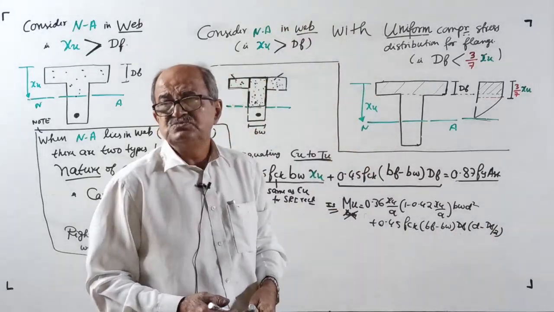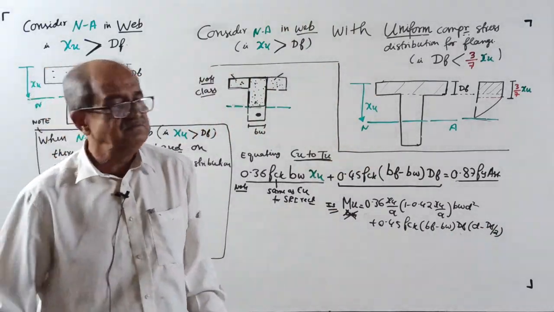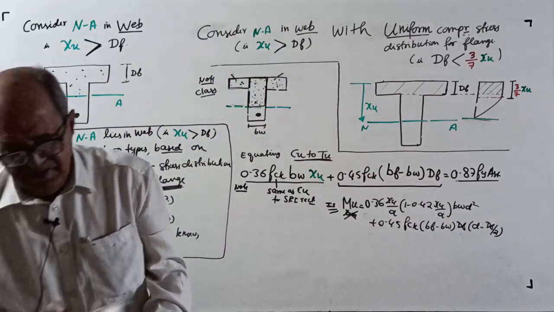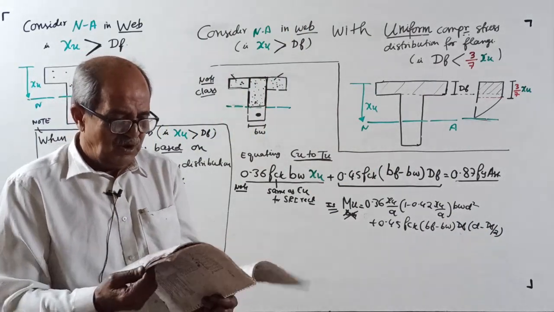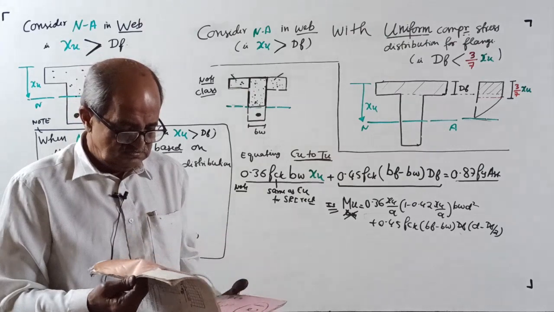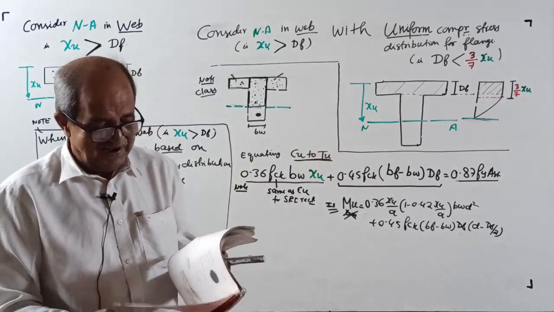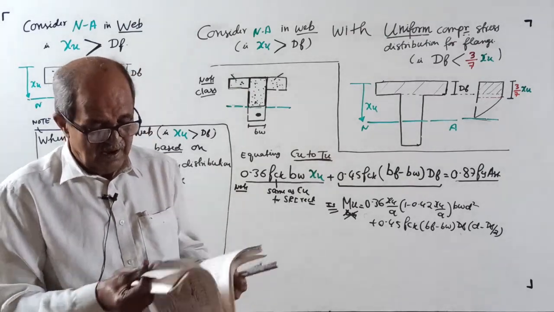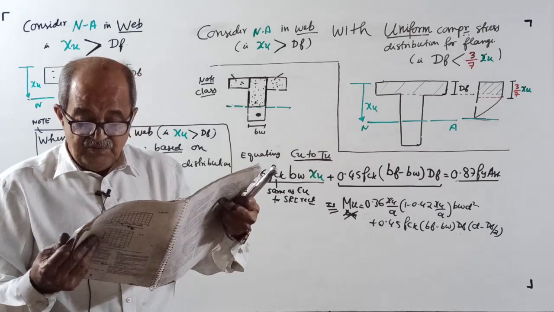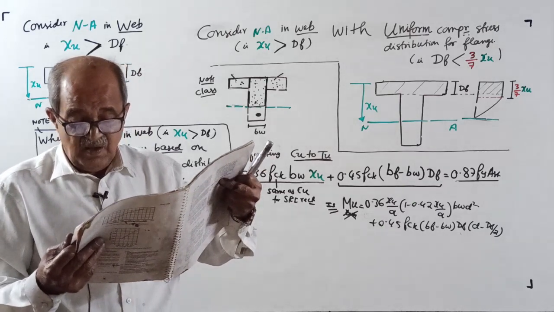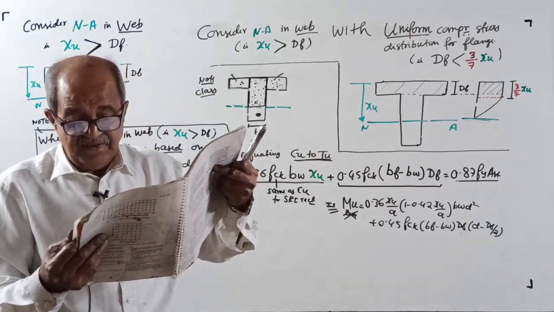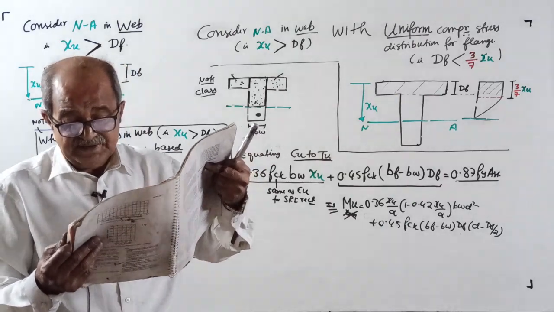See IS code, it is given. I will tell you the page number later, or I will tell now only. I am very weak in remembering page numbers; that is one thing I find very difficult. Page number, yes, flanged section, page number 96, they have given two equations.